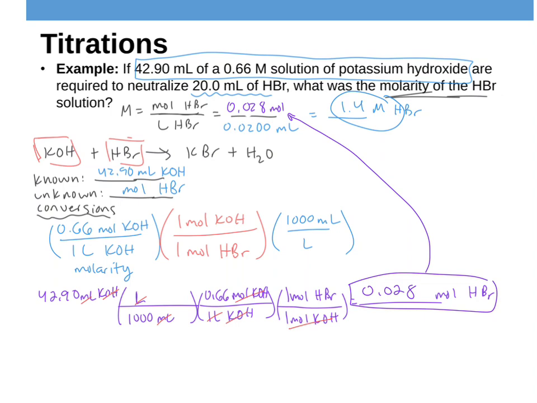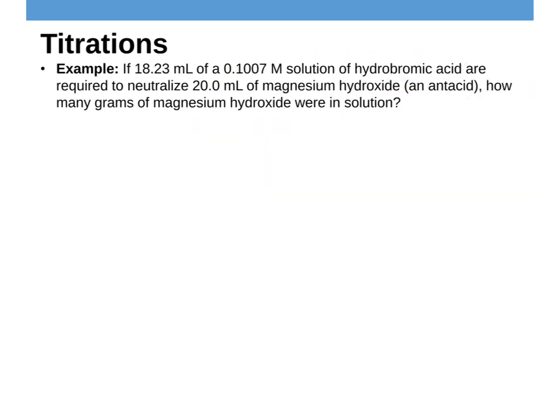And that's how we'd solve that one. So let's look at a diprotic. So here's a third example, right? Now this is saying if there's 18.23 milliliters of a 0.1007 molar solution of hydrobromic acid required to neutralize 20.0 milliliters of magnesium hydroxide, which is a base, how many grams of magnesium hydroxide were in solution, right?